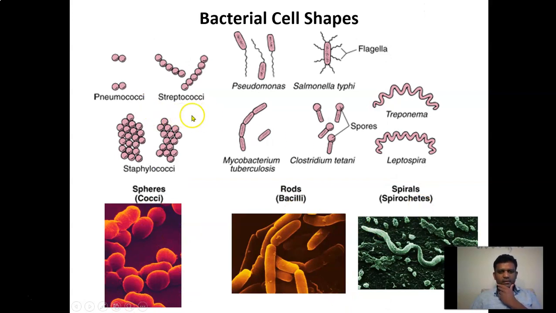When you do staining for bacteria, you can also tell their shapes. There are three major shapes overall. Some bacteria have circular or spherical cells. Some other bacteria have rod-shaped cells, so they may be small or long rods, and other bacteria have spiral cells.